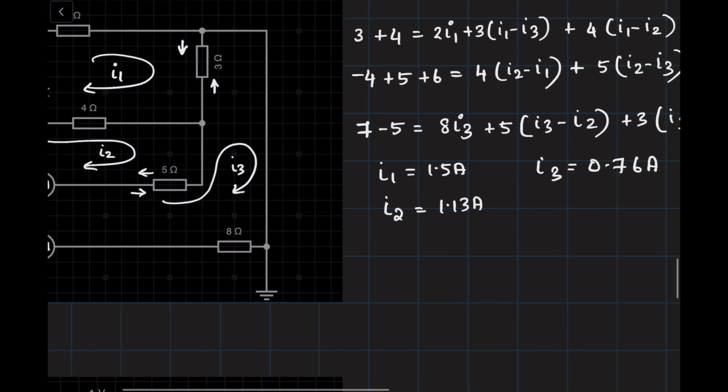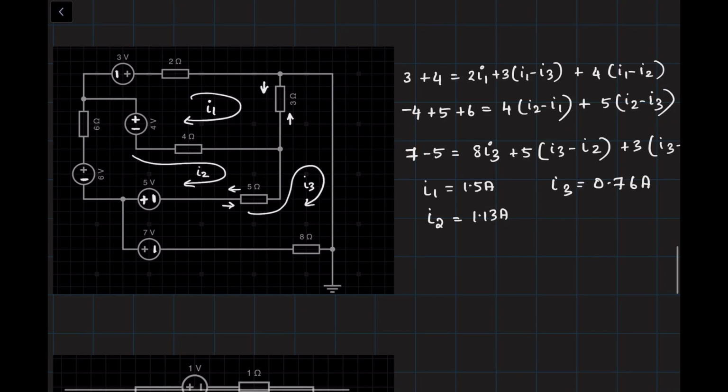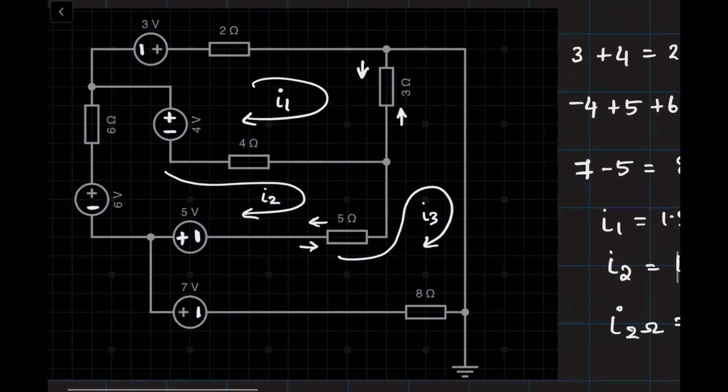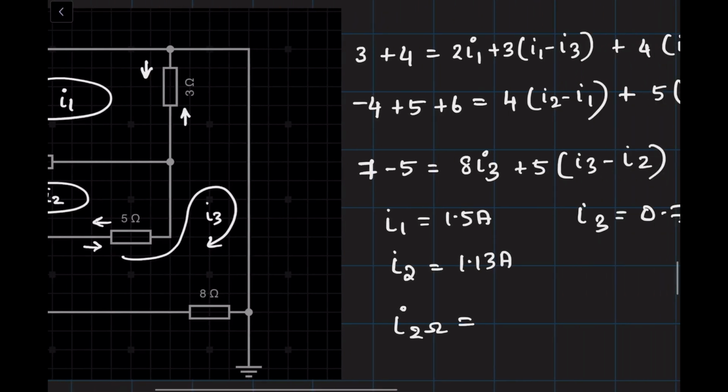Now what is our aim? We have to find out the current flowing through each resistor. Understood? So let's find the current flowing through 2 ohms. Where is the 2 ohm resistor? Here. The current flowing through it is only I1, which is in the clockwise direction. So the current flowing through 2 ohm will be equal to the value of I1 itself, which is 1.5 ampere. Understood?